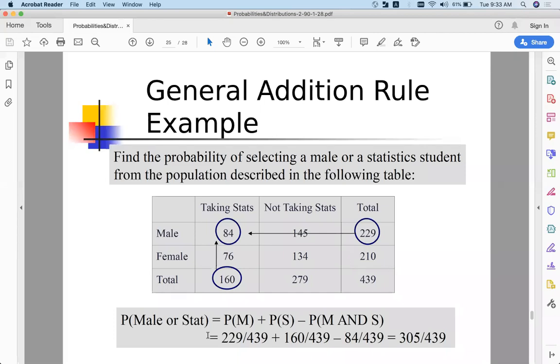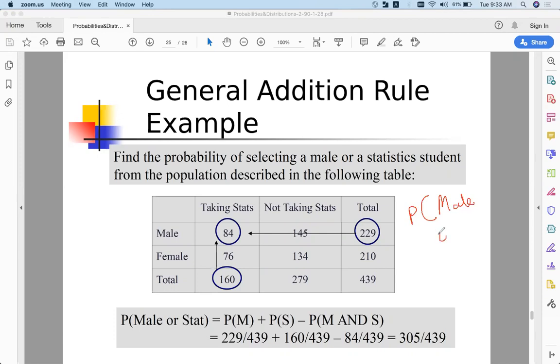So the question is the probability of male or statistics. Let's say you go to a class and you pick a student. What is the probability that he is a male or he is taking statistics? That is the question. I hope the question is clear before even going to the answer. Male or a statistics student. So P of male or statistics. The probability of male is a simple event, while male and statistics is a joint probability, because you're looking at two characteristics.